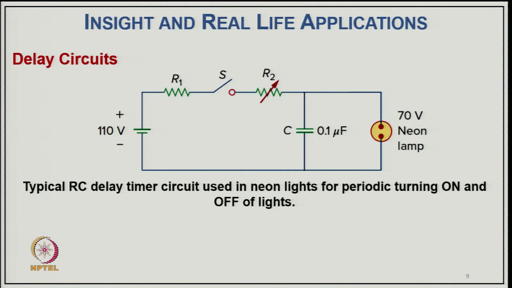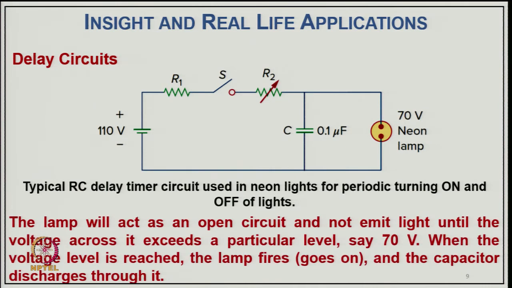It takes some time to turn on this neon lamp, until the capacitor voltage reaches 70 volt when we are applying 110 volt. So the lamp will act as an open circuit and not emit any light until the voltage across it exceeds a particular level, say 70 volt. When the voltage level is reached, the lamp fires, goes on, and the capacitor discharges through it.